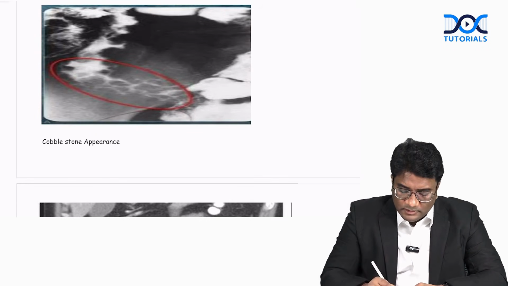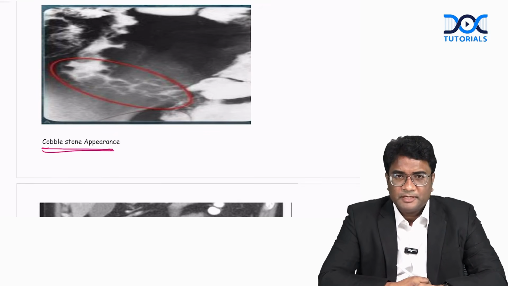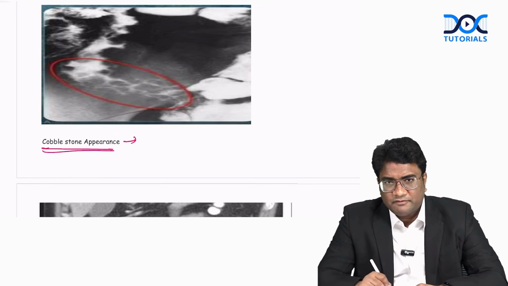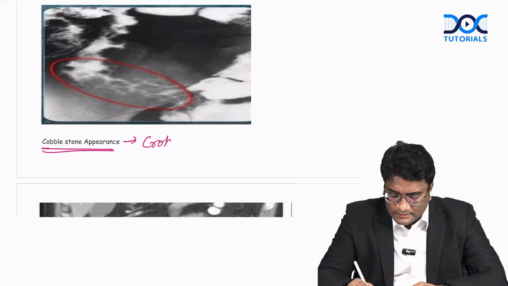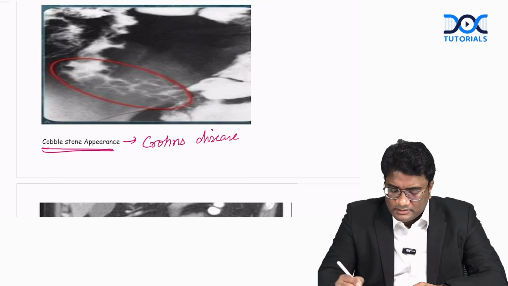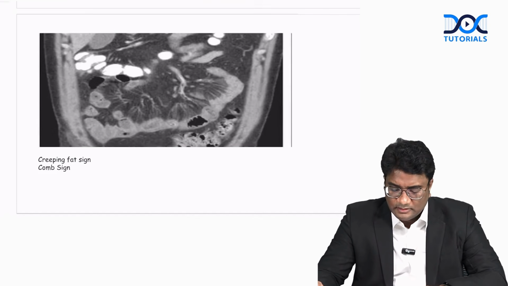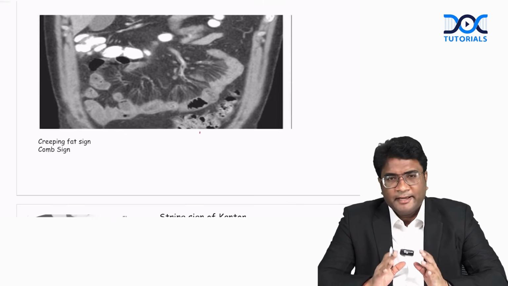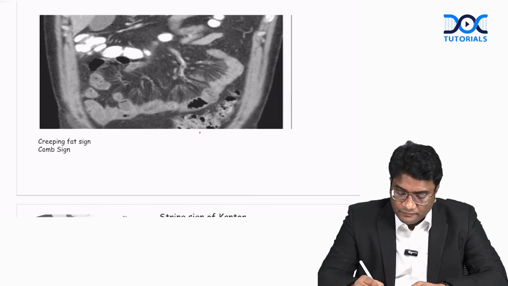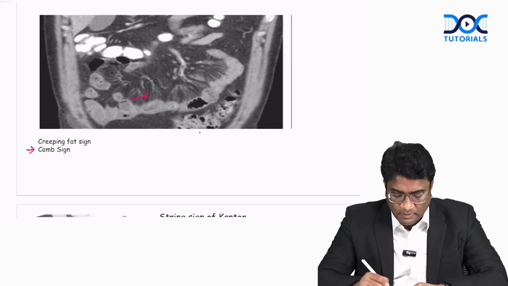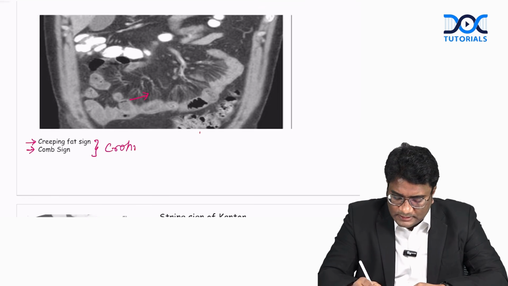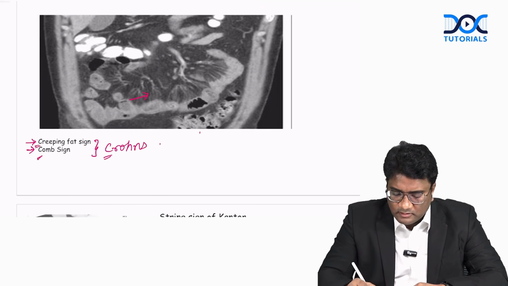And where do you see a cobblestone appearance on the barium study? Cobblestone appearance you must have studied. Because of the fissures and fistulas in between and the skip lesions, you get a cobblestone appearance in Crohn's disease. What is the other finding that you see? In Crohn's disease, also remember the presence of this prominent vasa recta called the comb sign. And the mesenteric fat will come and lie very close to the bowel, that is called the creeping fat sign. So, creeping fat sign and comb sign are also features of Crohn's disease. You can remember all this, Crohn's disease.